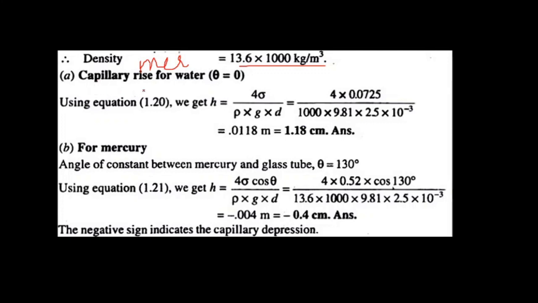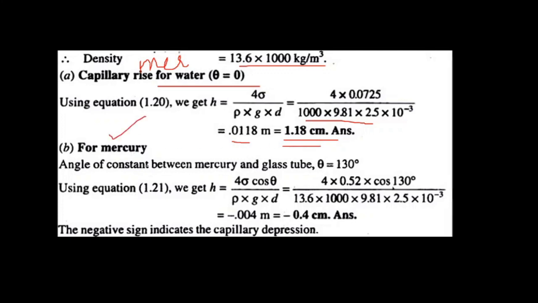So first case, capillary rise of water, theta is 0. See here, h is equal to 4 sigma by rho g d. So substitute and simplify, you will get 0.0118 meter. Convert it into 1.18 centimeter. So you will get the answer.